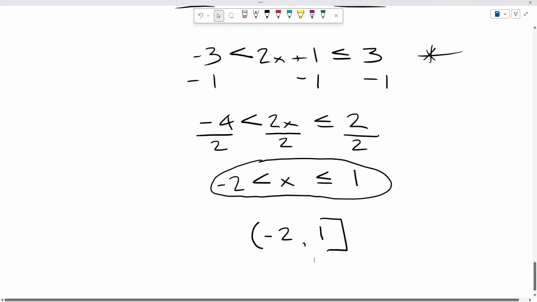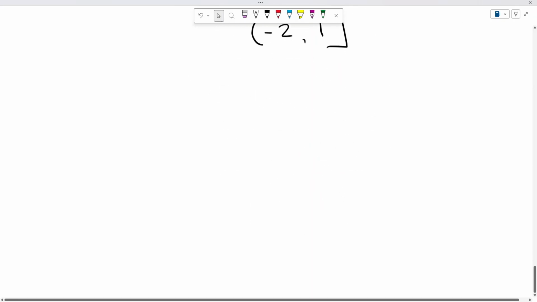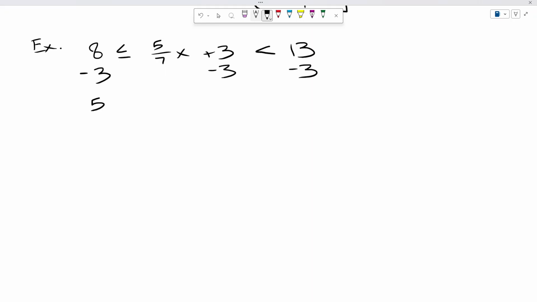And let's take a look at one more of the compound inequalities. So let's do 8 less than or equal to 5/7 x plus 3 less than 13. All right, so like we started the last one with, let's subtract the 3 out, and we have to do it to both sides. So 5/7 x in the middle, and then 10.